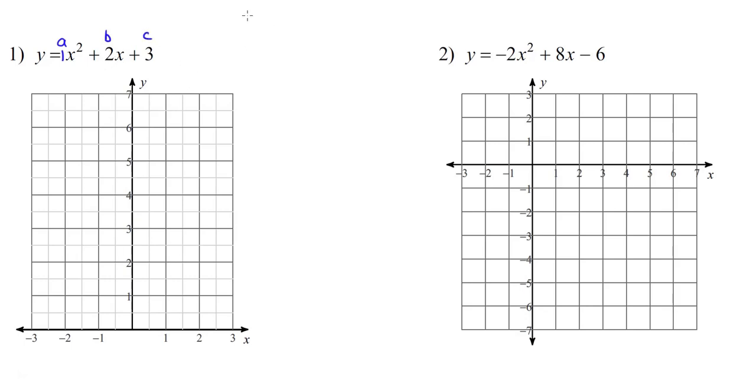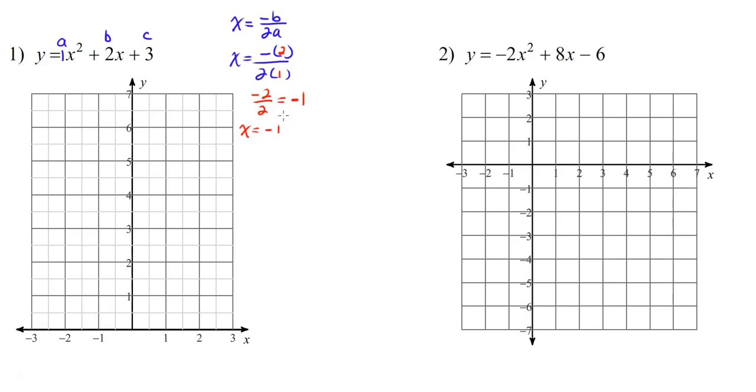Let's go ahead and start by finding x, which is the axis of symmetry, and the x value of our vertex. And that's going to be negative b over 2a. So we want to use parentheses. Our b value is 2, and our a value is 1. We got negative 2 over 2, and negative 2 over 2 equals negative 1. So our x value is negative 1.